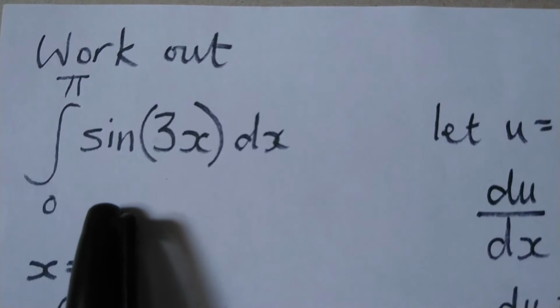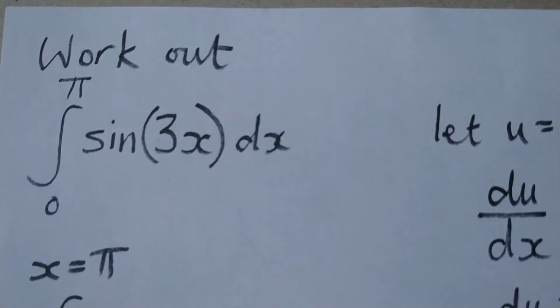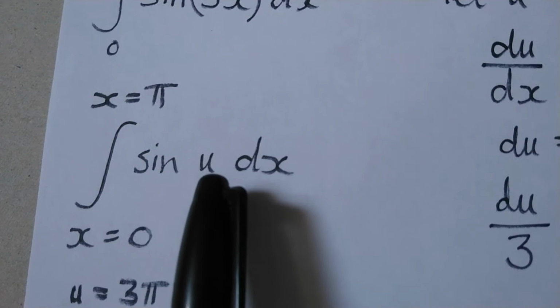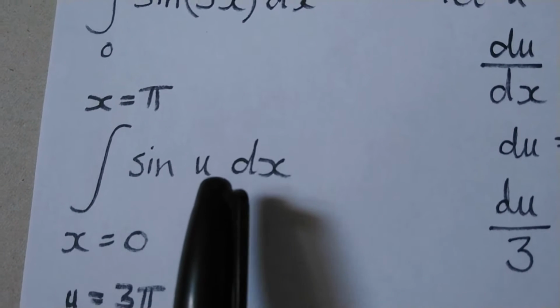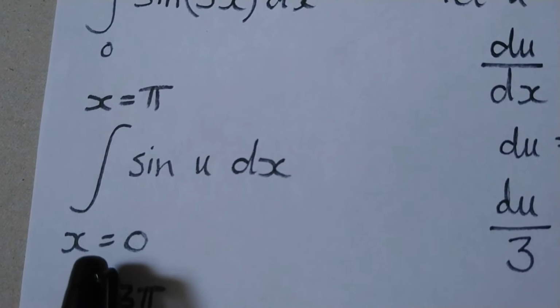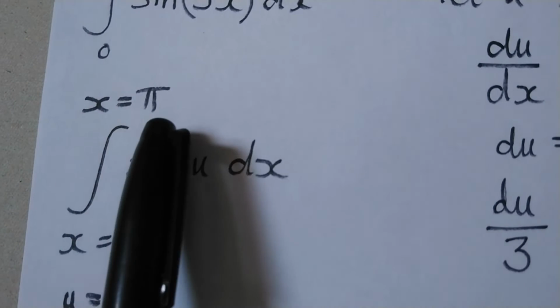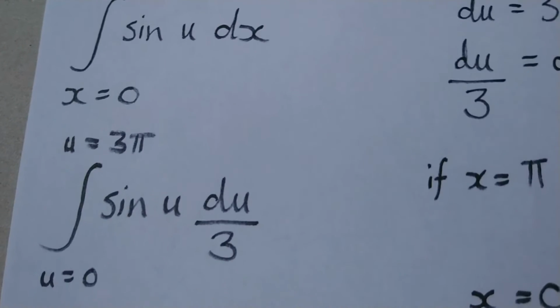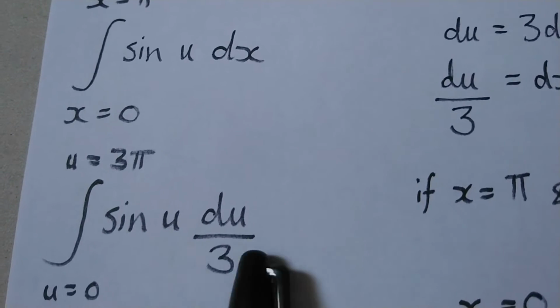And these two numbers represent x values. So it's important when you start to change the variable to u to make it really clear what the limit represents. So x equals 0 and x equals pi are the original limits. But then on the next line down, I've changed the variable u.